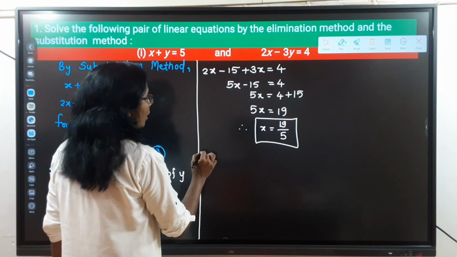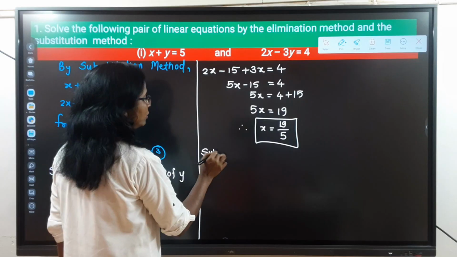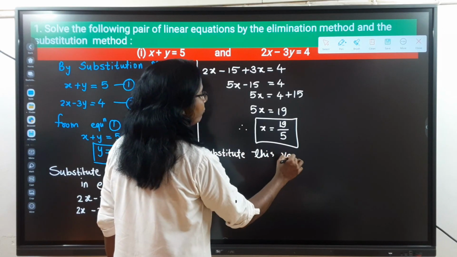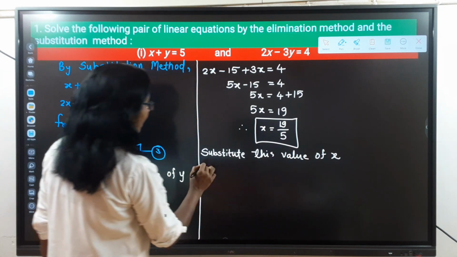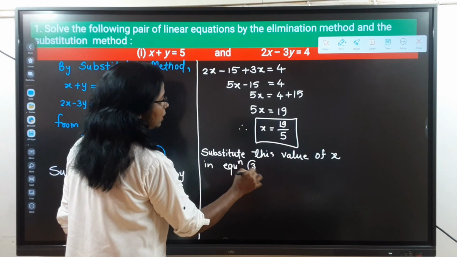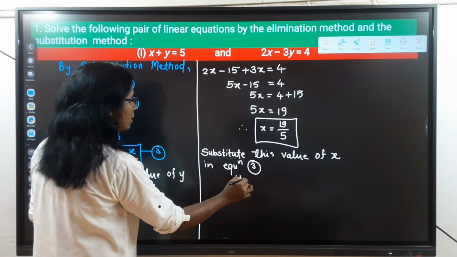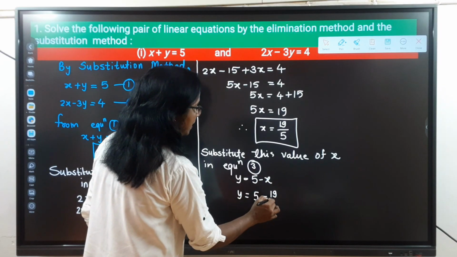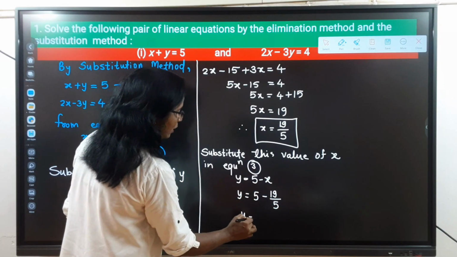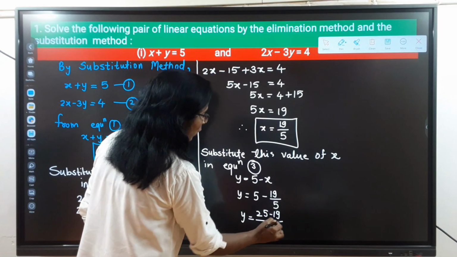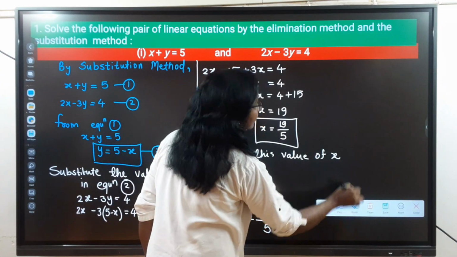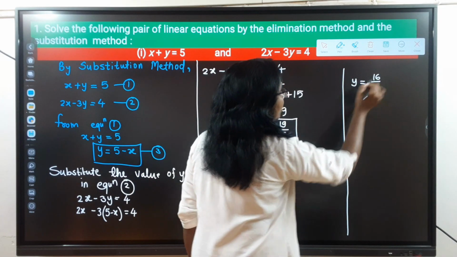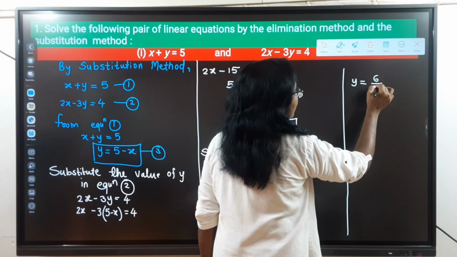And then here students, substitute this value of x in equation 3. So what is equation 3? That is y is equal to 5 minus x. So y is equal to 5 minus 19 upon 5. So here y is equal to 25 minus 19 upon 5. Further simplification, y is equal to 6 upon 5.